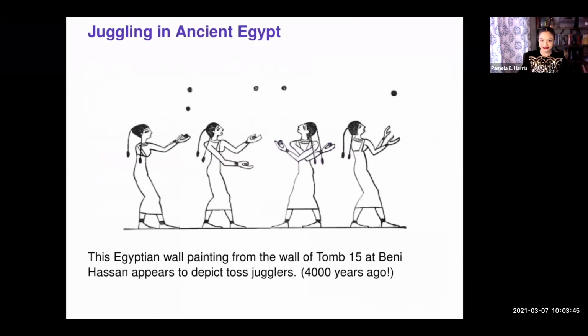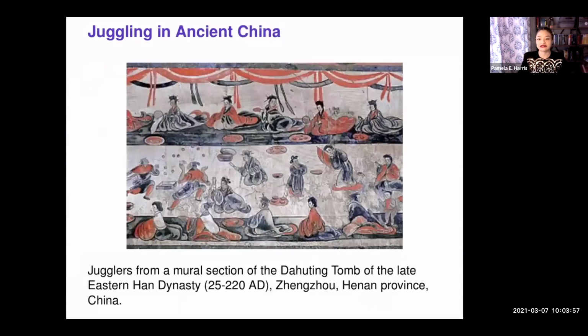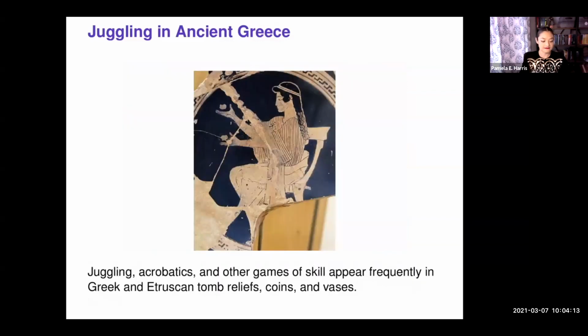Did you know that the Egyptian wall painting from the wall of Tomb 15 of Beni Hassan actually depicts jugglers? So this is about 4,000 years ago. We also see some juggling in ancient China. And in this case, you might see some of the objects being juggled here. This particular image is part of a mural from the Dahuting tomb of the late Eastern Han Dynasty. And this is in China, like I said.